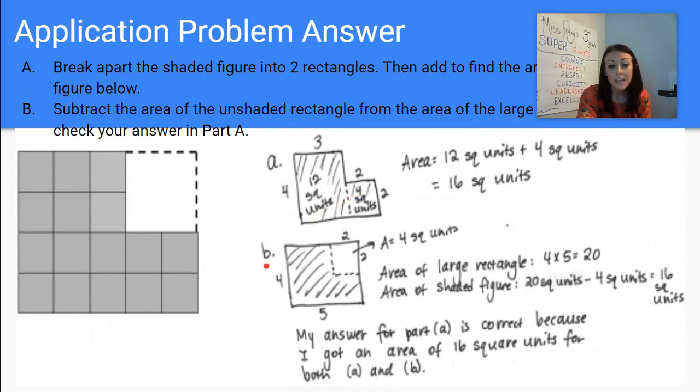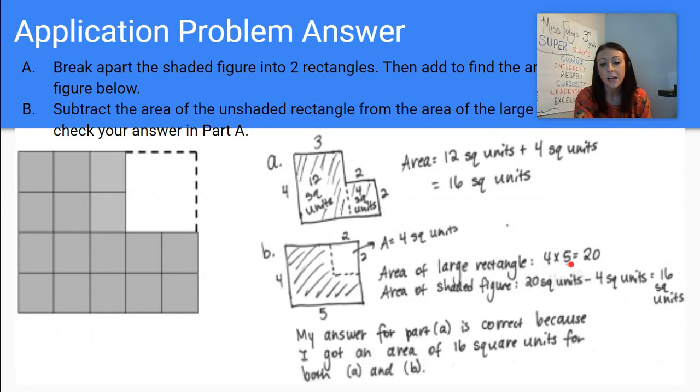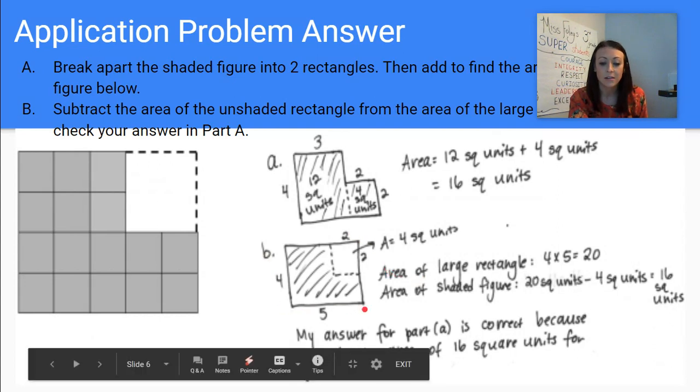Now for part B, what they wanted you to do is to think about the big rectangle here, which the dimensions of your big rectangle is 4 this way and 5 this way. So if you had 4 units by 5 units, to find the area of the large rectangle, you're going to do 4 times 5, which gets you 20. Whoops, and we forgot our label there. It should say 20 square units. So even us teachers make mistakes, so hopefully you caught that too. So 20 square units is the area of that large rectangle.